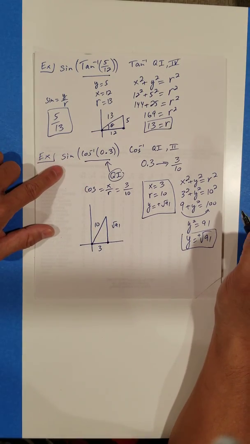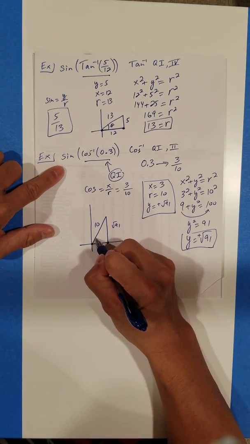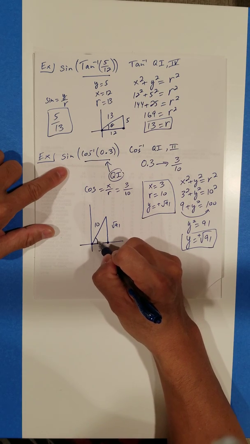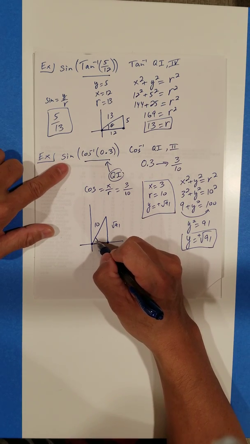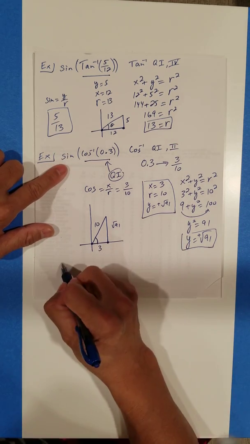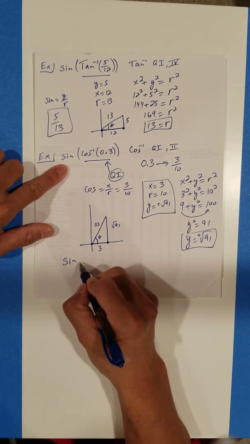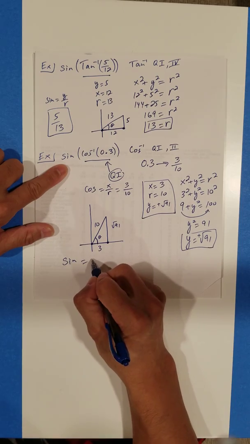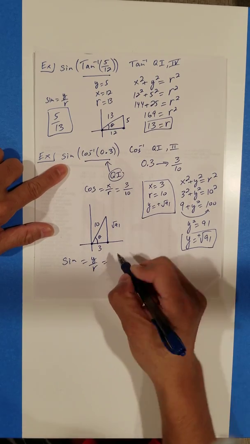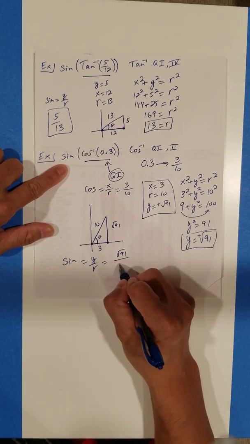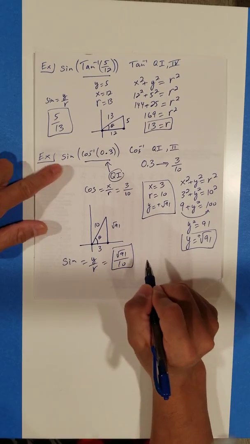Now it's kind of cool if you punch it in the calculator and find out this angle. You could, but no big deal. What they want is the sine of this angle. What's the sine of this angle right here? Sine is y over r. So radical 91 over 10. That's your answer right there.